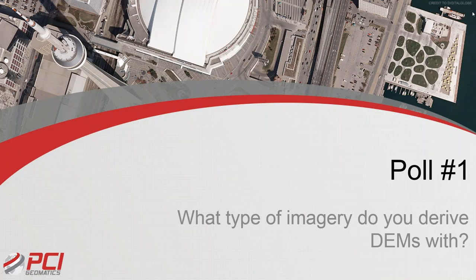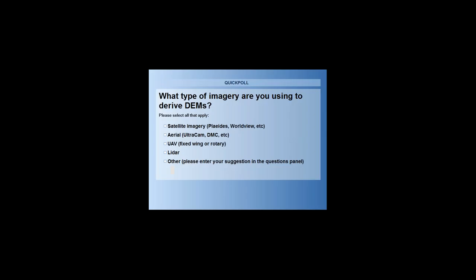So before we get started, we want to know what the composition of the audience is, and also what type of imagery you're working with. So I'm going to launch a quick poll here to get a sense of what type of imagery you currently use to generate DEMs with. We have a number of options listed there. We have satellite imagery, either Pleiades or WorldView or other sensors. We also have aerial imagery, high-resolution digital frame cameras such as UltraCam or DMC.